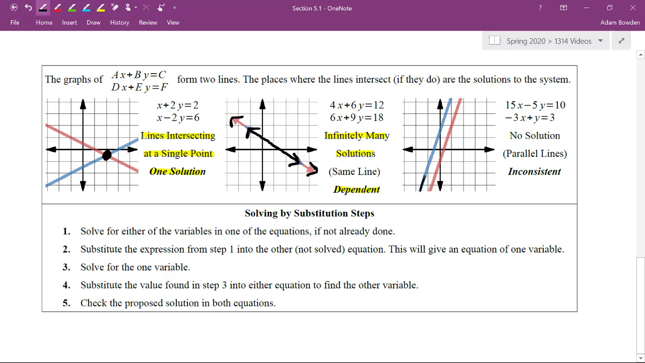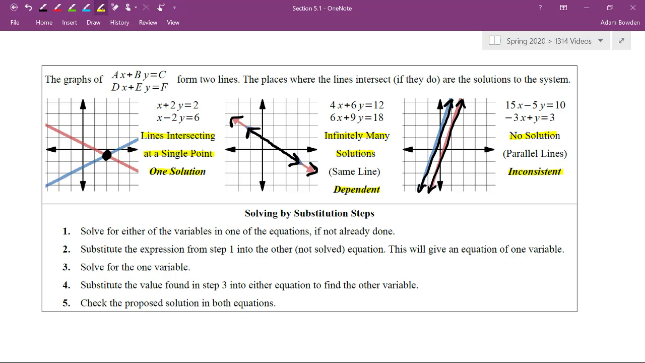The third situation is if the two lines are parallel, and thus they would never intersect each other. In those cases, there's no solution, and the name for that is an inconsistent system of equations. So those are our three situations. They might intersect, and we get one solution. They may fall on top of each other, in which case we get infinitely many solutions. Or they might be parallel, never intersect, and there will be no solution to the system.